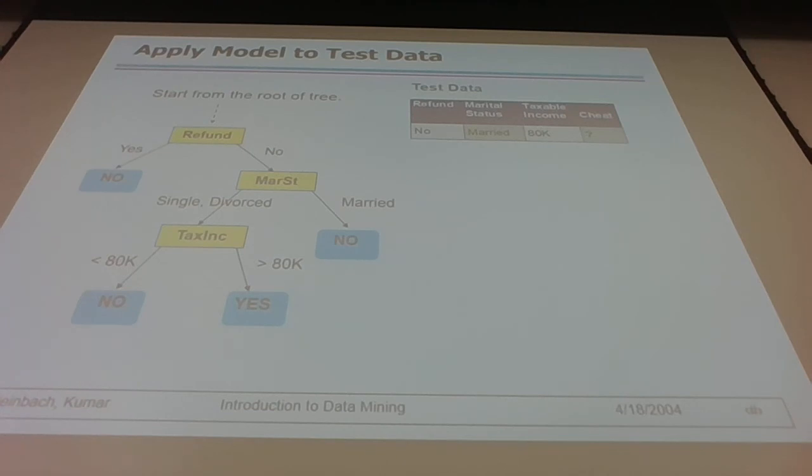I see that refund is no. And so then you go to the next attribute, marital status. Marital status: single, divorced, married. I see that marital status is married. Immediately I say that it is not a cheat. That's how it tests the model.